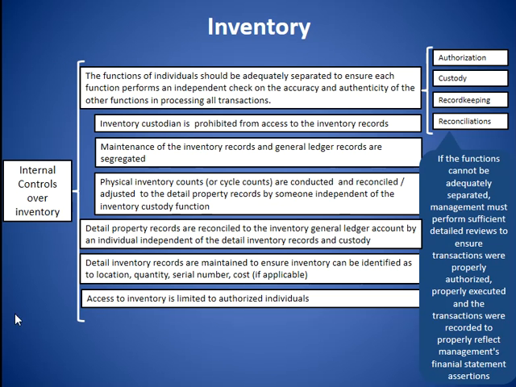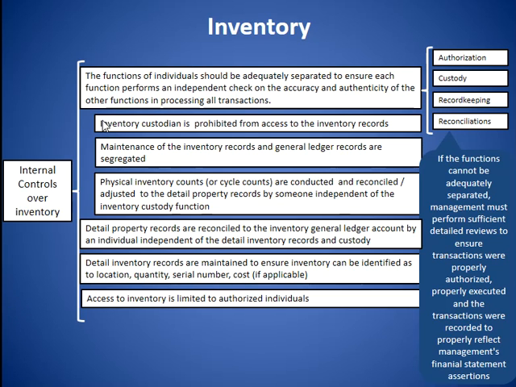Let's go on now and take a look again at a high-level review of inventory controls. At the very top, again, I talk about the segregation of duties, and again I mention CAR: custody, authorization, record keeping, reconciliations. I also talk about the fact that if these functions cannot be adequately segregated, management must step in and provide sufficient detailed reviews to make sure transactions that went through the system were properly authorized, executed, and recorded to reflect management's financial statement assertions within the financial reporting framework.